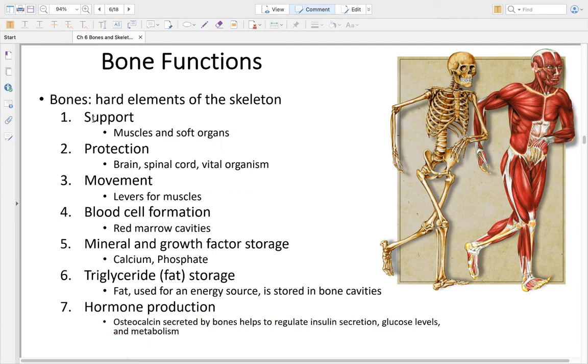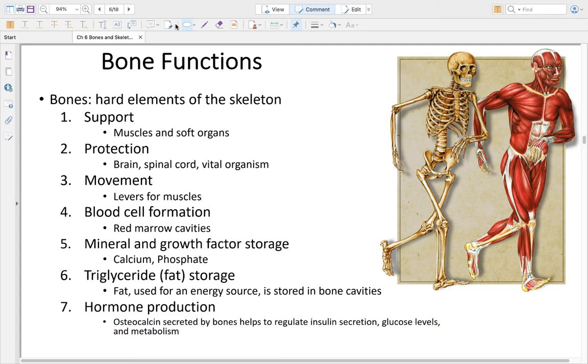All right, so what do we mean by support? Well, let's take a look at this guy over here. All of these limbs that we have, these bones, these limbs, the structure of the skeletal system is designed to support the muscles. It's a place of attachment for the entire muscular system to be supported on. And also, we have soft organs that need the support as well.